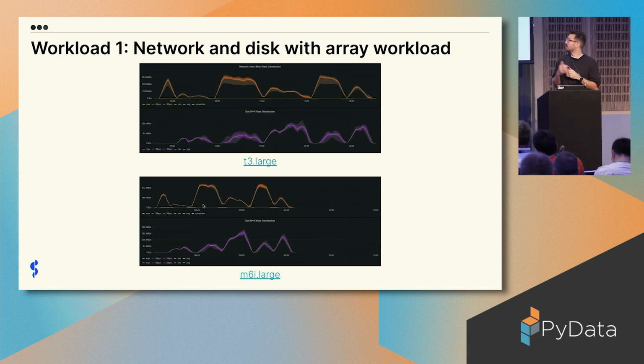And what we see in these graphs here is, first of all, the M6I instances on this workload, which is more or less network and disk bound because it's large array computation, M6Is are a lot faster. Like they finish a lot earlier. And also, if you trust me on the numbers that you can't read right now, bandwidth or throughput is much higher.